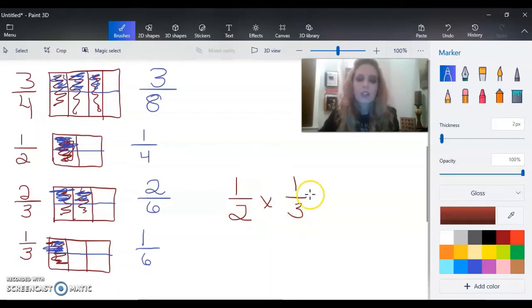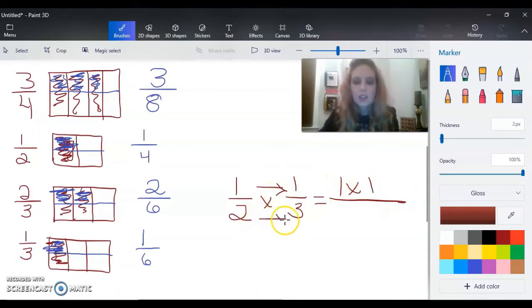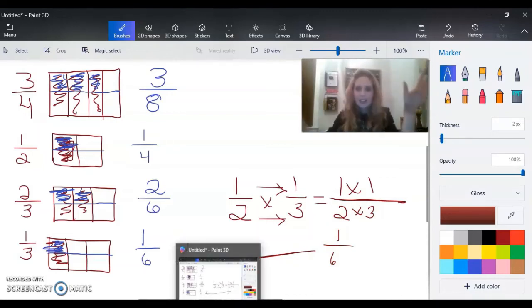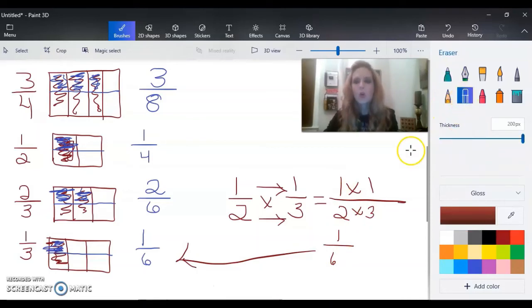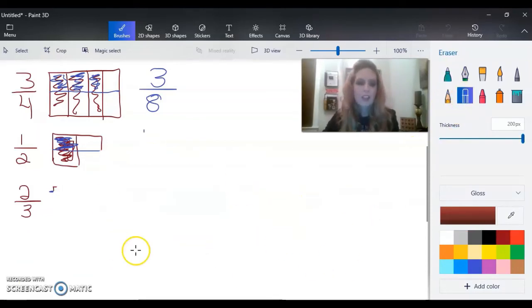Now let's take a look at 1/2 times 1/3. All right, go straight across the numerators, 1 times 1, straight across denominators, 2 times 3. 1 times 1 is 1. 2 times 3 is 6. Is it the same? Yes. Boom. Done. Can't reduce that one anymore. It's as low as it'll go. Oh, awesome job. I am so proud of you guys.